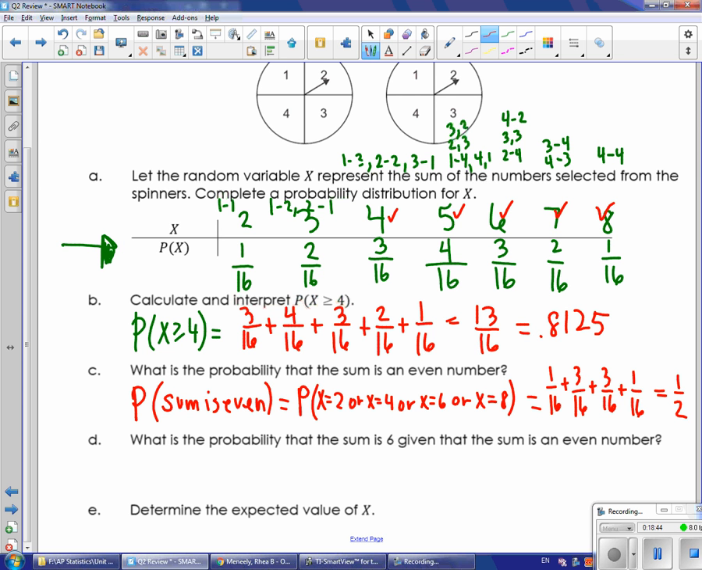So in letter D, it says, what's the probability that the sum is 6 given that the sum is an even number? So the probability that the sum is 6 given that it's even.